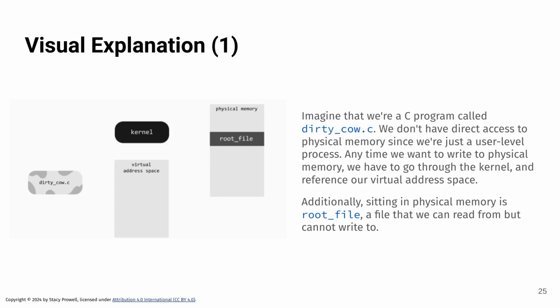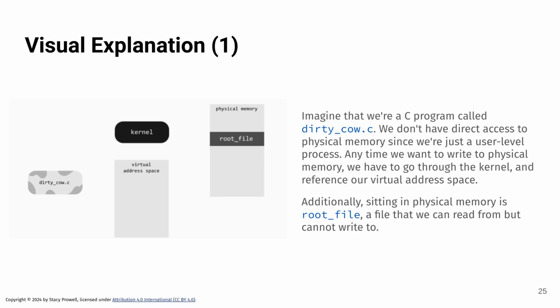So here's our initial situation. We have our process, DotyCow.c, over there on the left-hand side. In the middle, we have the kernel, and we have our process's virtual address space. Why is that over there with the kernel? Because the kernel actually lives in our process's virtual address space. The kernel and its memory are mapped into our virtual address space. And then over on the far right, we have physical memory.